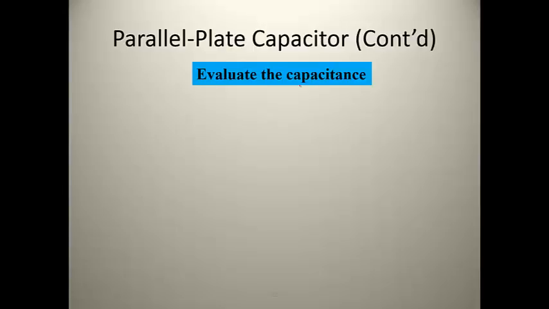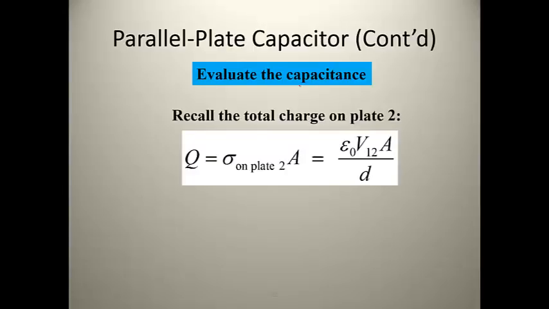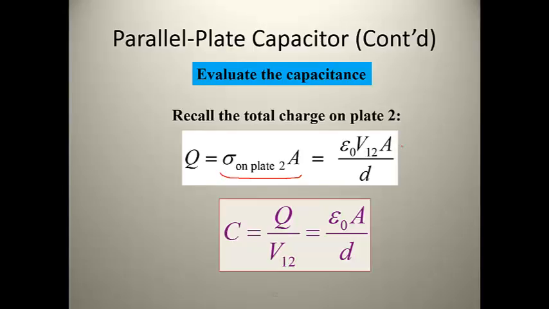So let's evaluate the capacitance for a parallel plate capacitor. Recalling that the total charge on plate 2 is equal to the surface charge density times the area of those plates, and putting in our sigma, which is given by epsilon 0 V12 over D, times the area, A, this gives us the total Q on one of the plates. So then C is Q over V12, and you'll notice that you're canceling this V12 with this V12. And so you're left with the equation for the capacitance, epsilon 0 times A divided by D.